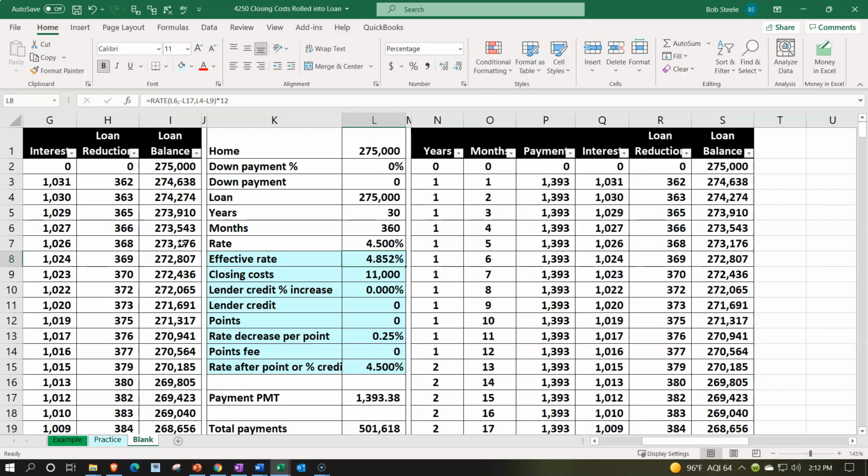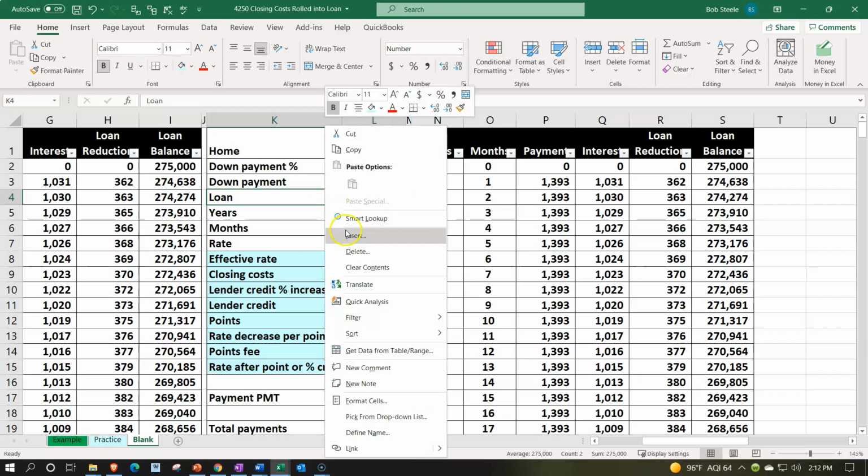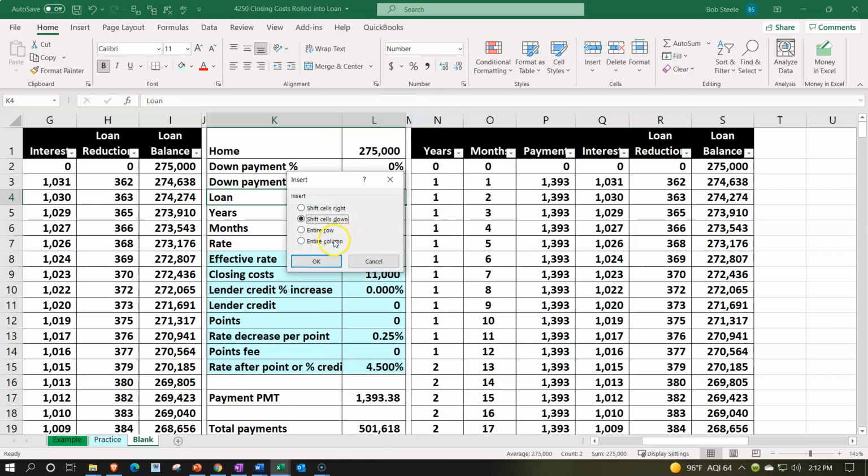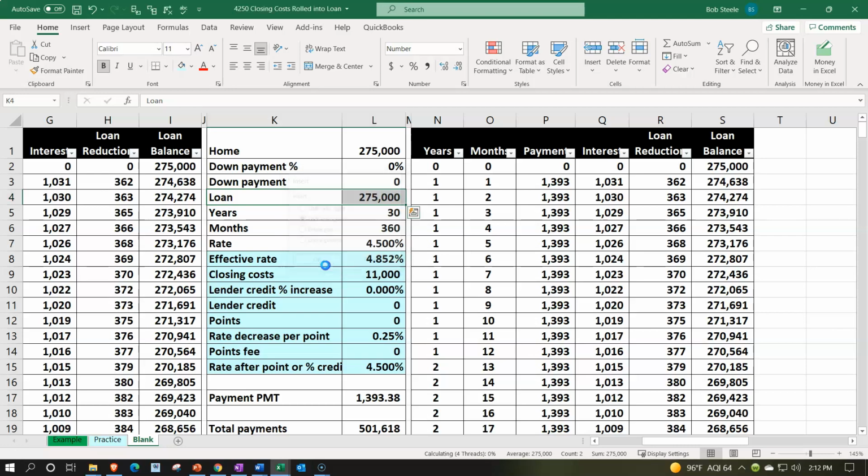And now we're going to say, okay, we got that 11,000 closing costs. What I'm going to try to do now is add that to the loan. So I'm going to add a column up top and try to add this into the loan. So I'm going to select these cells. I'm going to try to put something above it. I'm going to right click on it and insert, and then shift these cells down, shift down.